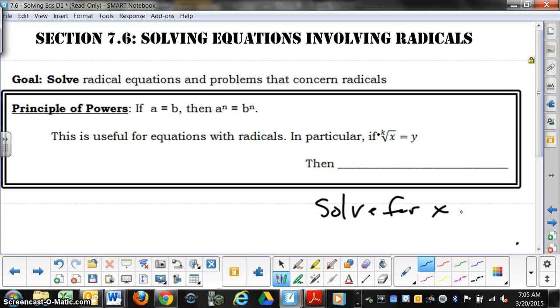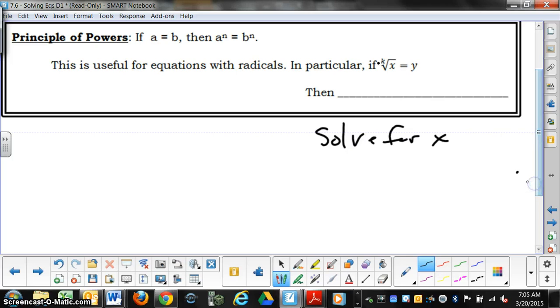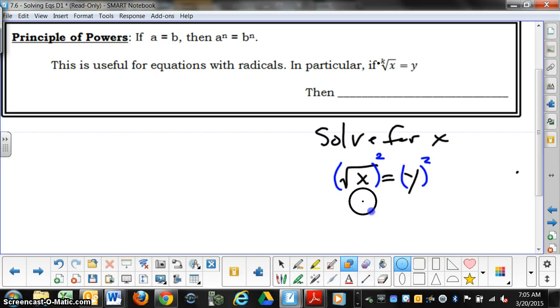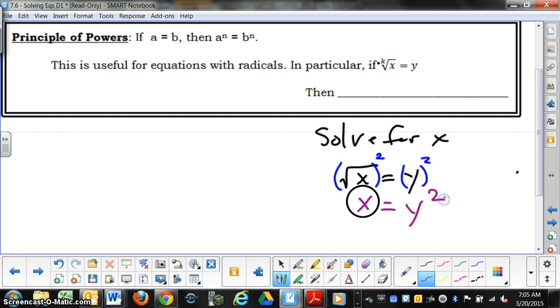If I wanted to solve for x, how would you do it? One way to think about this is with a simple example. What if I had the square root of x equals y? Then how would you find x? How would you get x all alone? Well, you would take both sides and do what to it? Yeah, you're right. You would square both sides. So now you get x equals y squared. Okay, that's a really simple example.